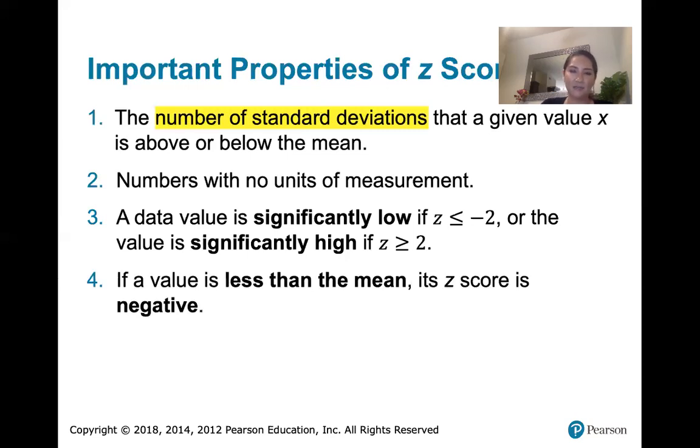And this is related to what I was just talking about. If a value is less than the mean, the z-score is negative. If the value is greater than the mean, the z-score is positive. If a z-score is equal to 0, the number of standard deviations from the mean is 0. That means we're talking about the mean itself. So the number of standard deviations that a given value is above or below the mean is the z-score. Z positive means it's above the mean, z negative means it's below the mean, and z equals 0 means that the data value we're looking at actually is the mean.